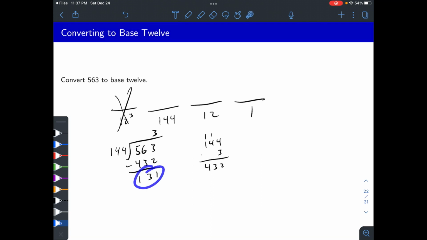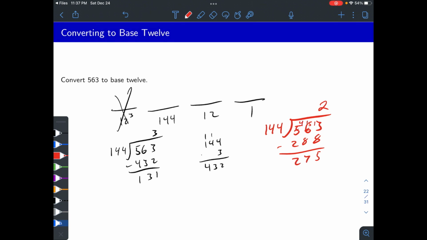Okay, and so this number is smaller than 144, so that tells me that I did this right. Let me in red do what you might do sometimes. So let's say that you for some reason thought that the quotient would be 2. Then you do 288 and then subtract that. Let's see, 5, 13, 5. So 4, 15, 7. So 275. Okay, so you get 275 as your remainder.